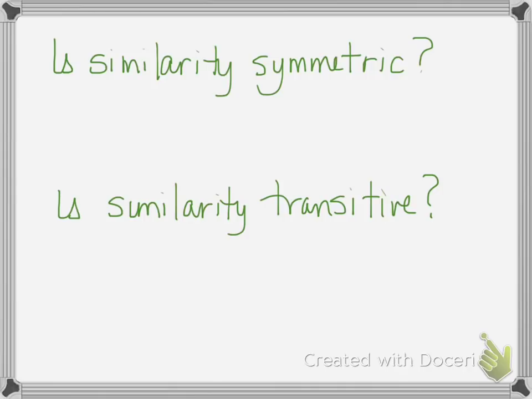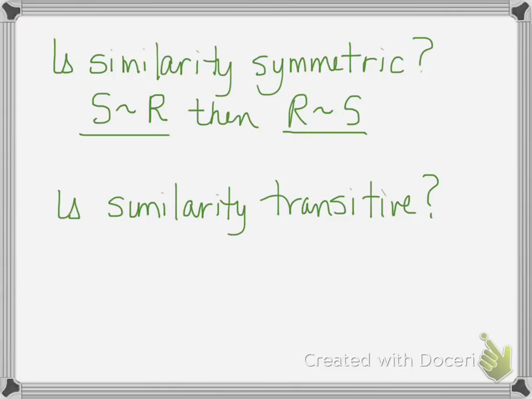could show that figure S was similar to figure R, then we would know that figure R is similar to figure S. Remember that when we say that figure S is similar to figure R, what we're saying is that there is a sequence of transformations, including a dilation followed by a congruence or the other way around, that would map S onto R. So if we say that R is similar to S, we're saying that there is another sequence of transformations, including a dilation and a congruence, that would map R onto S.